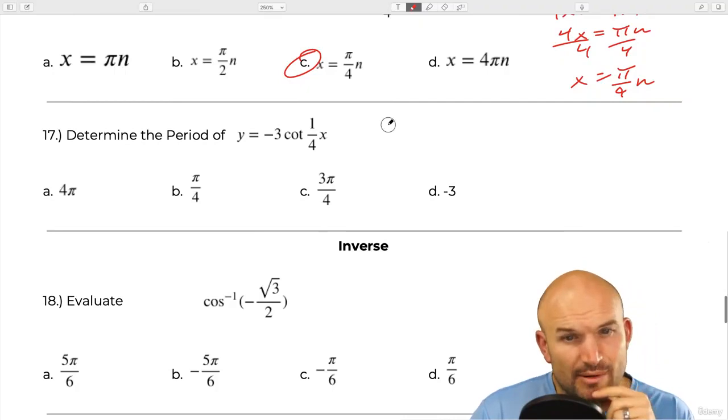Determine the period. So cotangent, remember, is pi divided by 1/4. So multiply by the reciprocal, that's going to be A.